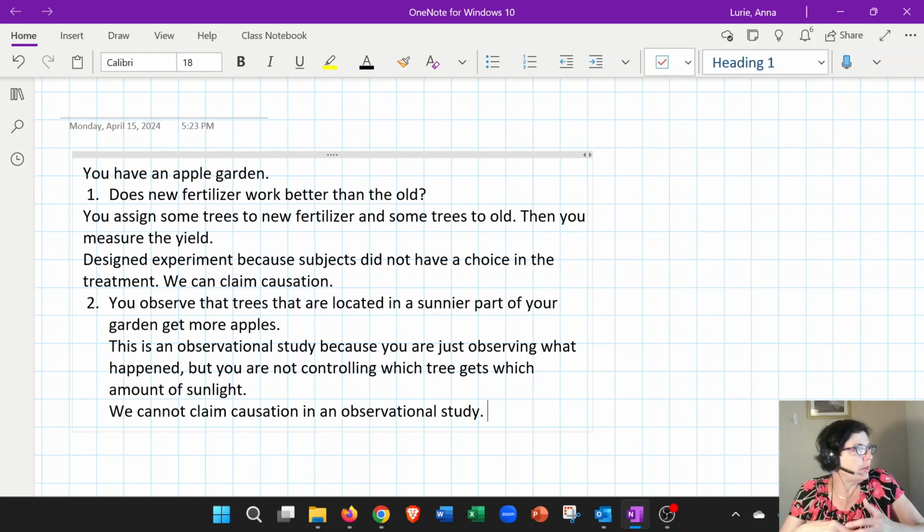And it could be a ton of different factors. Maybe that part of the garden is also more moist, I don't know, because of some underground stuff that's going on or whatever. So there could be so many different variables that can affect yield that you cannot claim that just because this is sunny, or it looks like that to you, because you're just observing it, you really cannot claim causation. That's the problem.